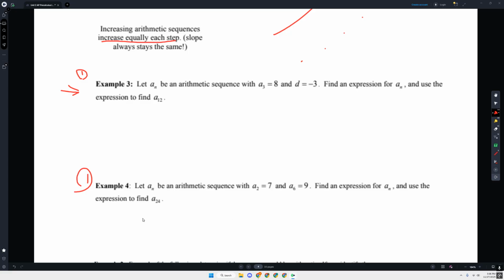Yeah, exactly. You forgot how to do arithmetic sequences. You'll learn in a sec if you don't remember how to do it.